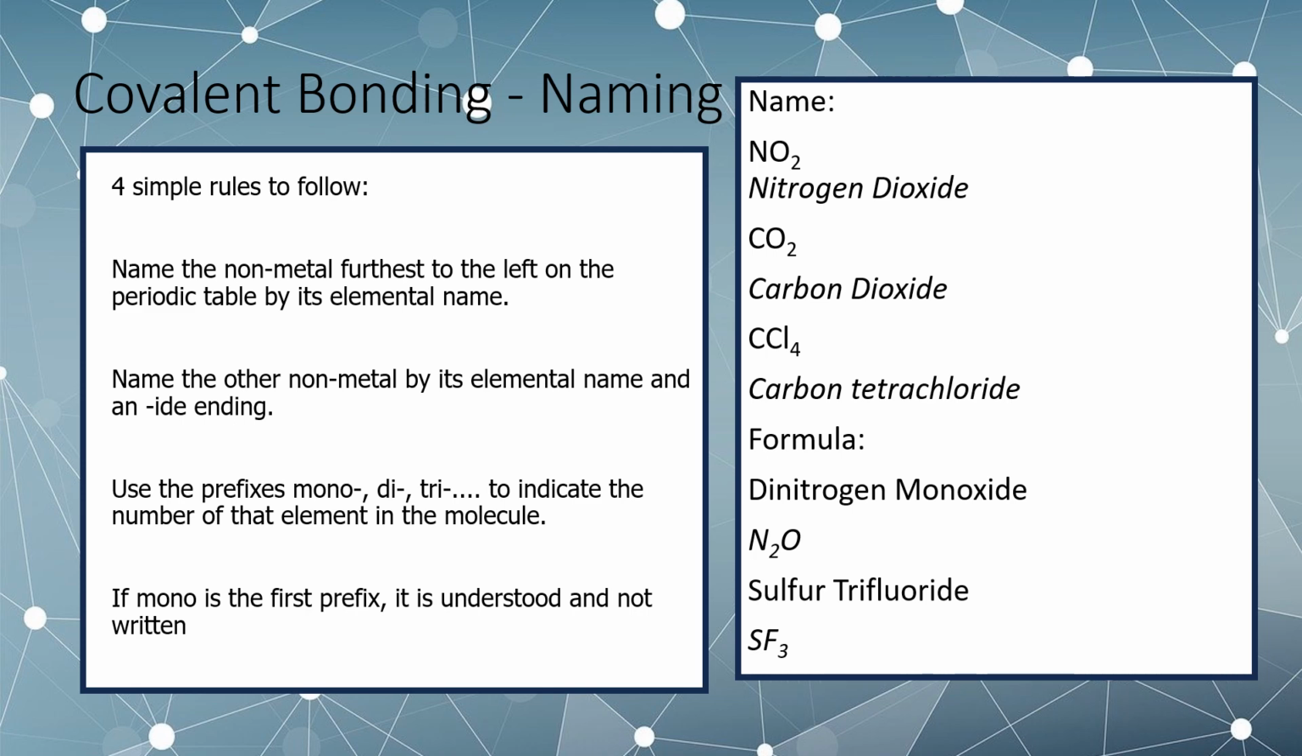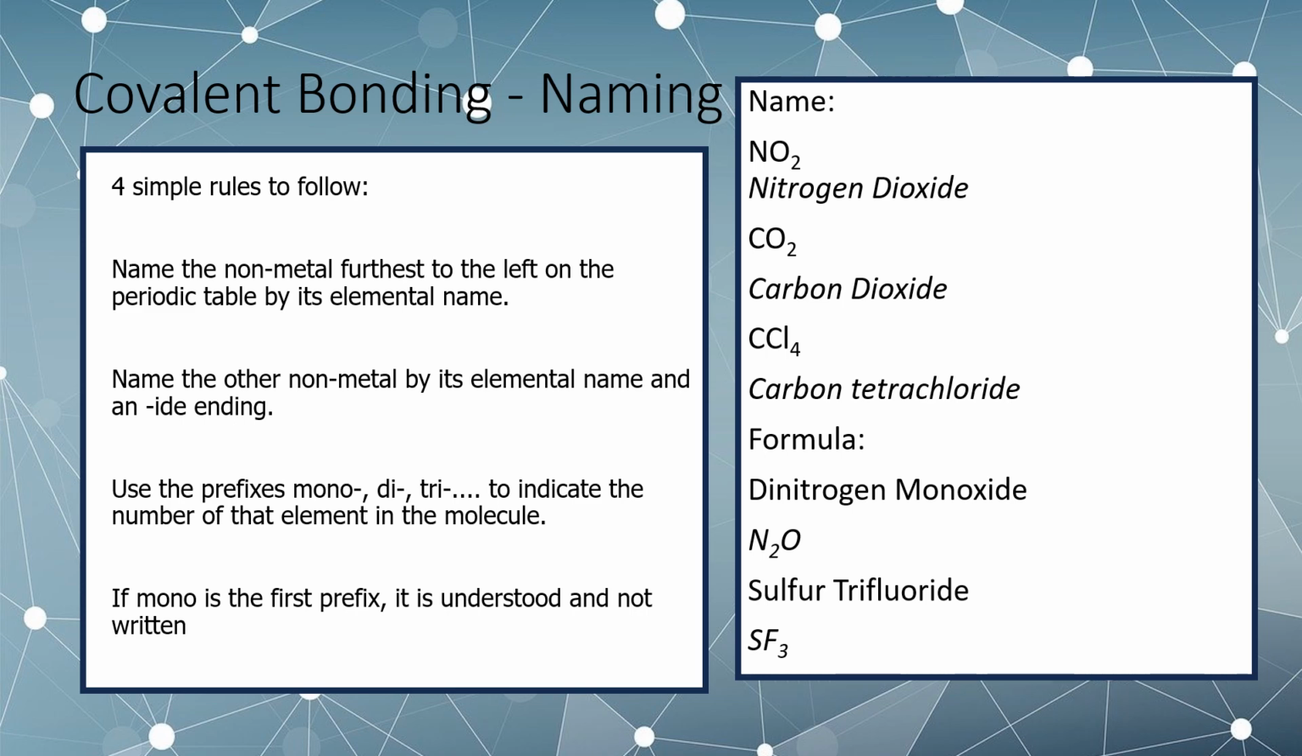When it comes to naming covalent structures, there are 4 simple rules, much like ionic. We name the non-metal furthest to the left on the periodic table by its element name, and we name the other non-metal by its element name, and once again, change it to an "-ide" ending. We need to make sure we use the prefixes in these cases. So if there's more than 1 atom of an element present, we have to say di, tri, tetra, etc. to indicate the number of that element. If mono is the first prefix, it is understood and not written.